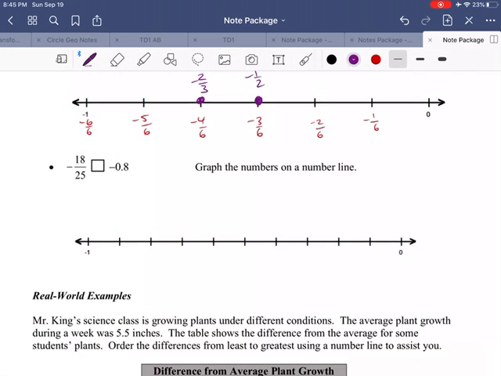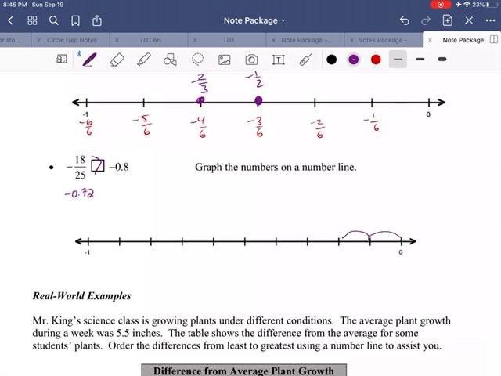All right, 18 over 25. Okay, so if we divide 18 by 25, we get 0.72. All right, 0.72, which if we're comparing here, is still more positive than negative 0.8. So what do we got here?